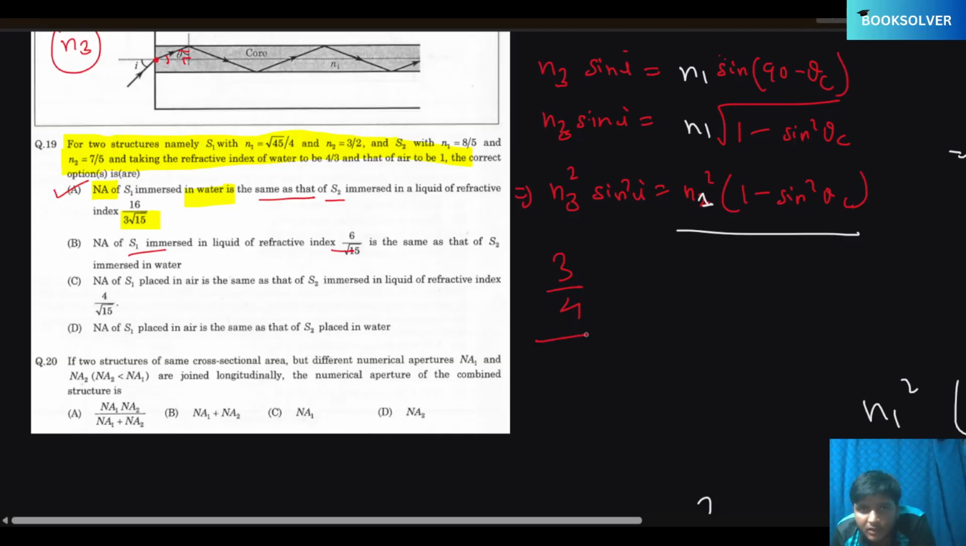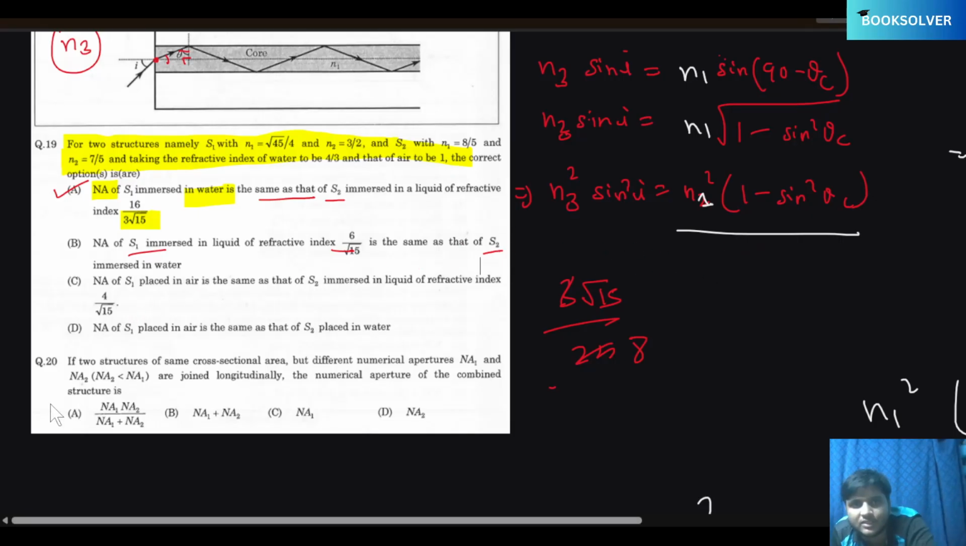Now the medium has refractive index 6 by root 15. So root 15 will be there, and ultimately it should be 3 root 15 by 24, or root 15 by 8. And checking for the S2, it is in water.